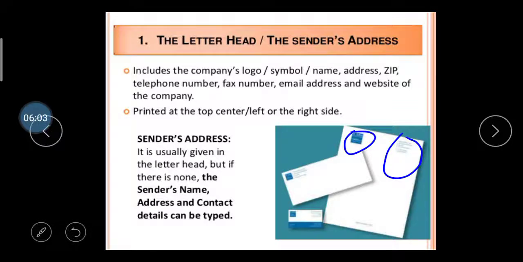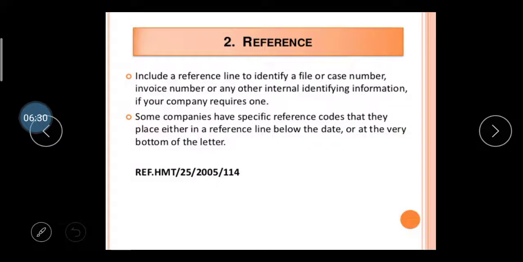Okay, so the sender's address is usually given in the letterhead, but the sender's name, address and contact details can be typed. If you do not have a letterhead, meaning you do not have this type of pre-printed form, then you can easily write the sender's name, address and email IDs. Then, the second one is the reference.